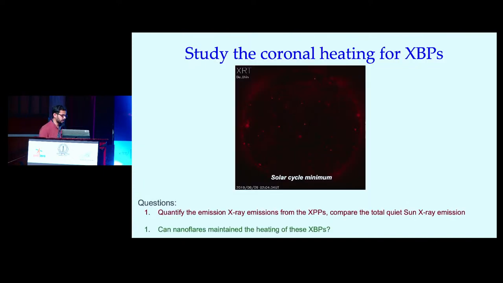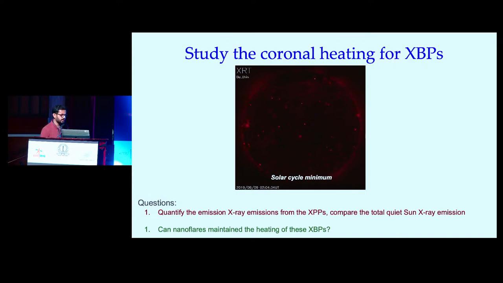The second study is about the heating of the Sun during the quiet phase. We basically have two questions in this study. One is how much of the total X-rays are coming from these tiny X-ray bright points with respect to the whole X-ray emission from the Sun. And the second is whether nanoflares can maintain the heating of these X-ray bright points.